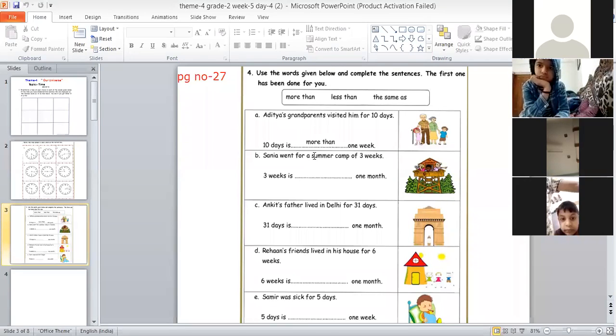Okay, Supratik, now no need to use the raise hand option. Okay, I'll ask one by one.